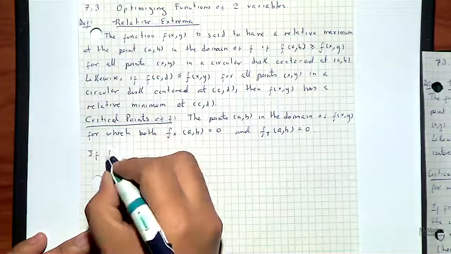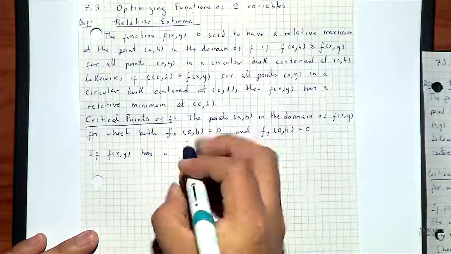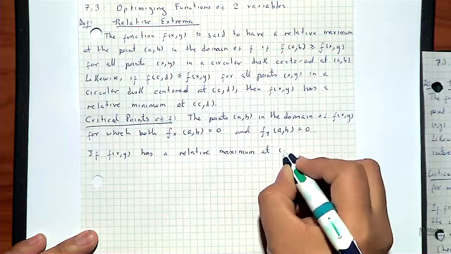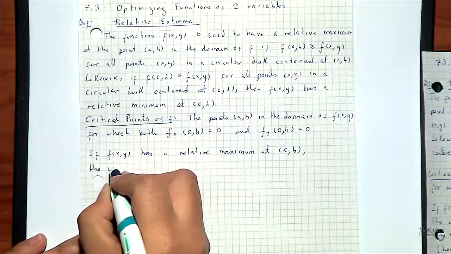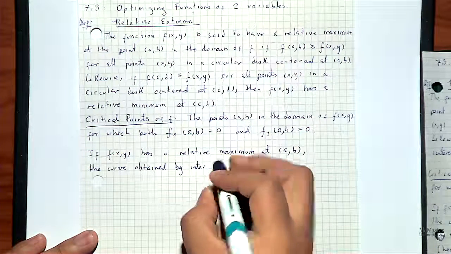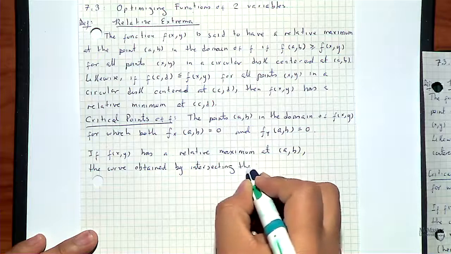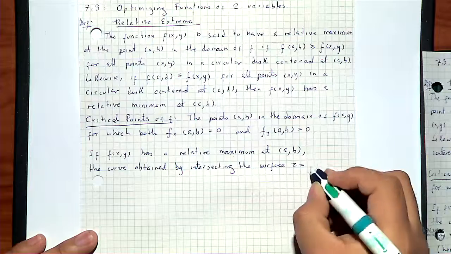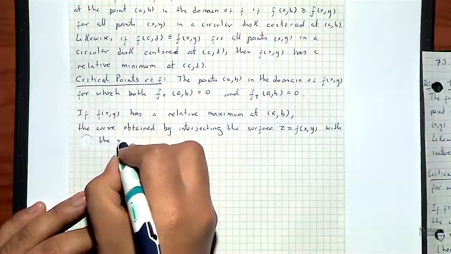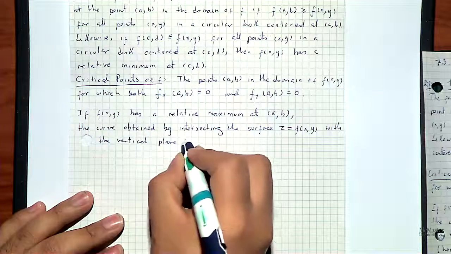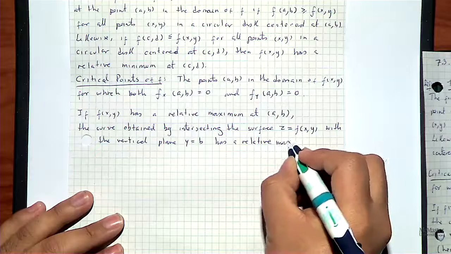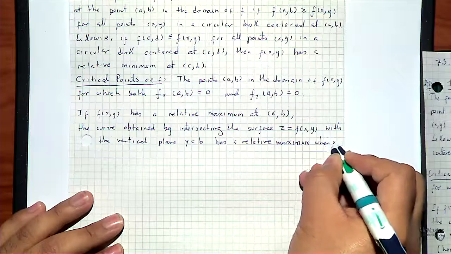So we'll proceed. If the function of two variables has a relative maximum at the point A, B, the curve obtained by intersecting the surface Z equal f of x and y with the vertical plane y equal to b has a relative maximum when x is equal to a.